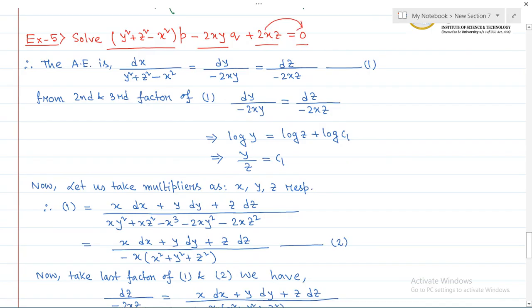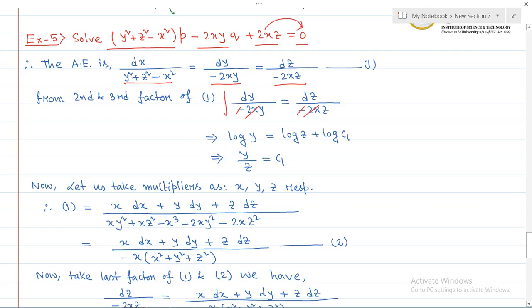So dx upon p is y square plus z square minus x square, dy upon q is minus 2xy, dz upon r is, if you take it on the right hand side, it will become minus 2xz. Sometimes students make mistakes, that's why I have given the equation in this structure. So from the second and third factor, it can be solved very easily, right? Dy by minus 2xy equals dz by minus 2xz. So simply this 2x and minus sign can get cancelled out. So you have dy by y, dz by z.